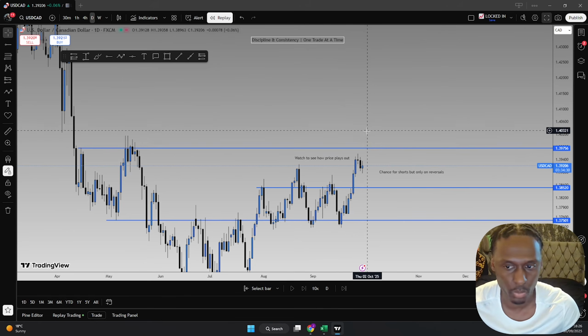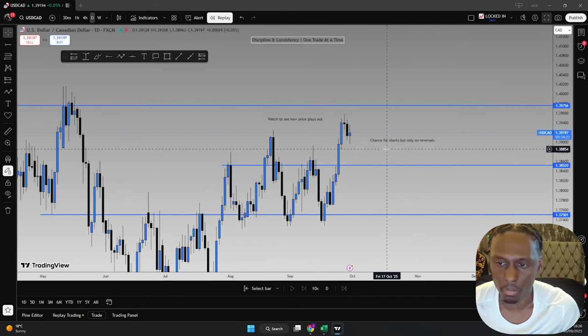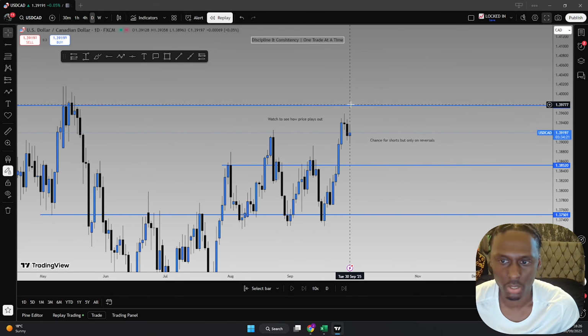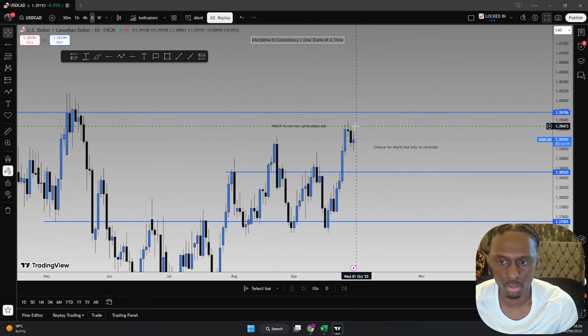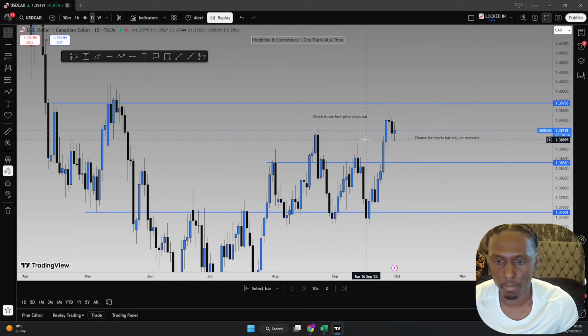So if it hasn't broken a weekly level, I'm not going to trade past it on the daily. You know what I'm saying? So that's another thing to mention. But yeah, I'll be looking for longs up into this level, and potentially shorts on a reversal, potentially back down to here. That's literally how I play it.